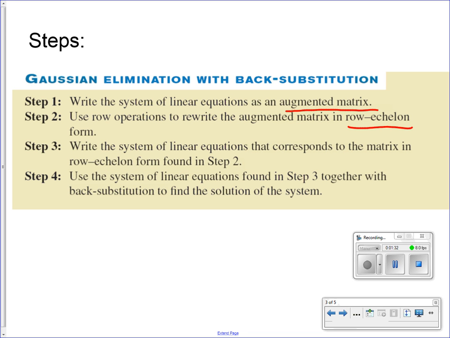Once you're in row echelon form, you still have not solved your system. What you have done is you have solved for one of the variables. So what you now have is a new system where one of the variables is solved. That's step 3. So you're going to write a new system, and I'm going to add the word new in here. Write the new system of linear equations, and then you're going to use a technique called back substitution to solve for all the variables. So by the end of this, you'll have a solution, x, y, and z.